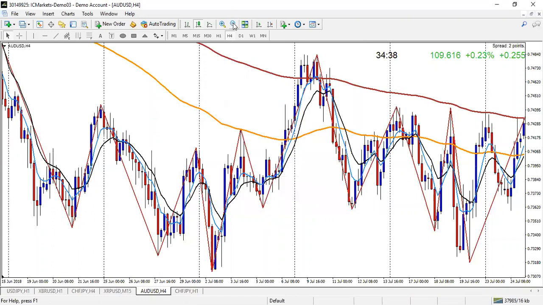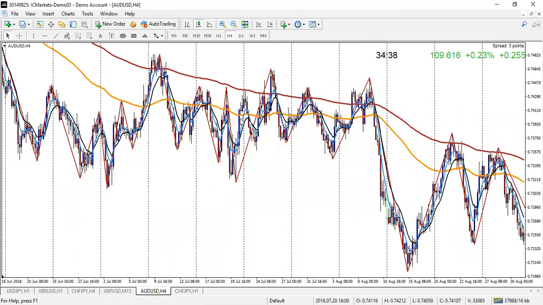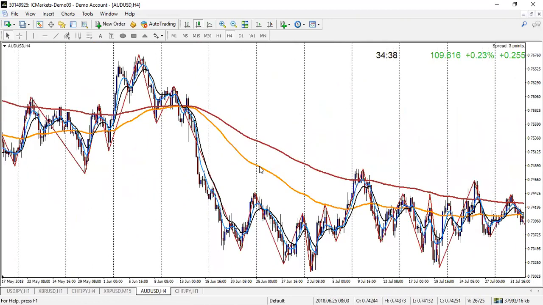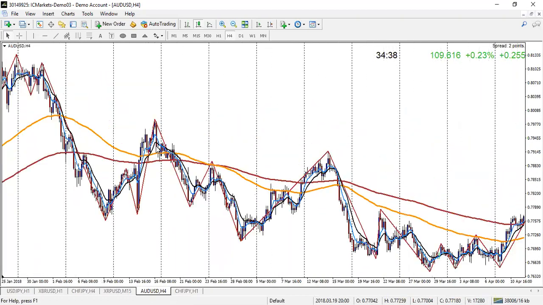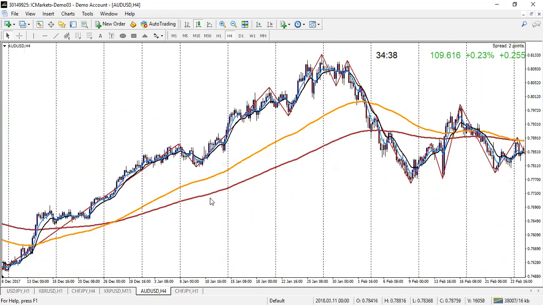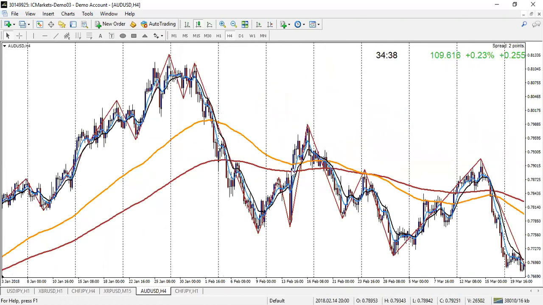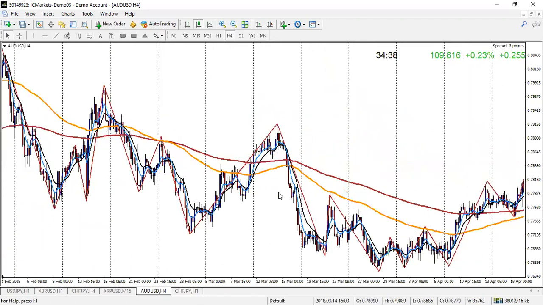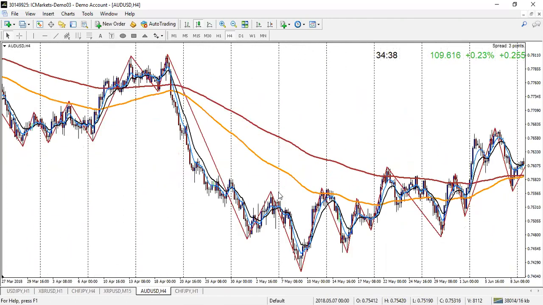So when the 100 is below the 200, that indicates to me that it's a downward trend. And when the 100 is above the 200, it tells me it's an upward trend, as you can see right here. It's an upward trend, and then it switches over to a downward trend.